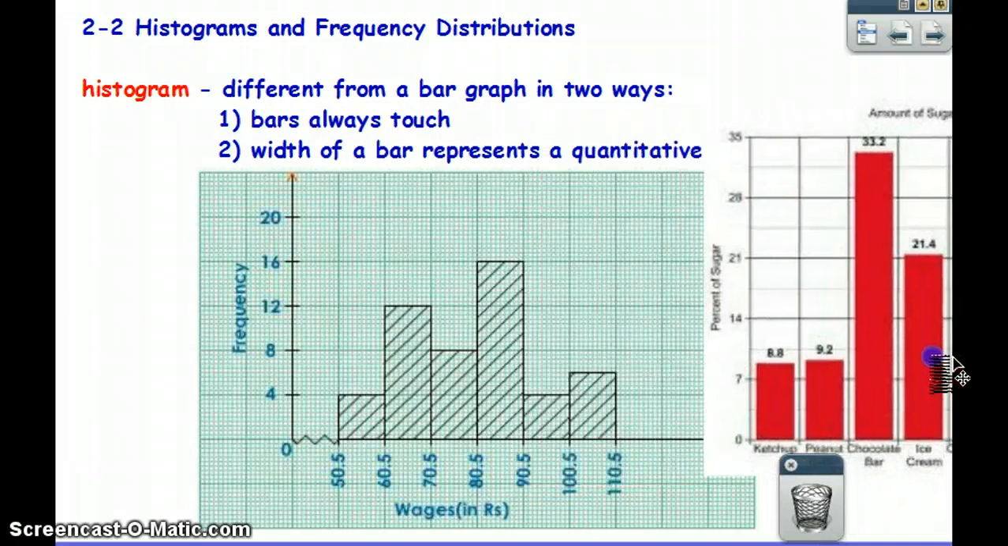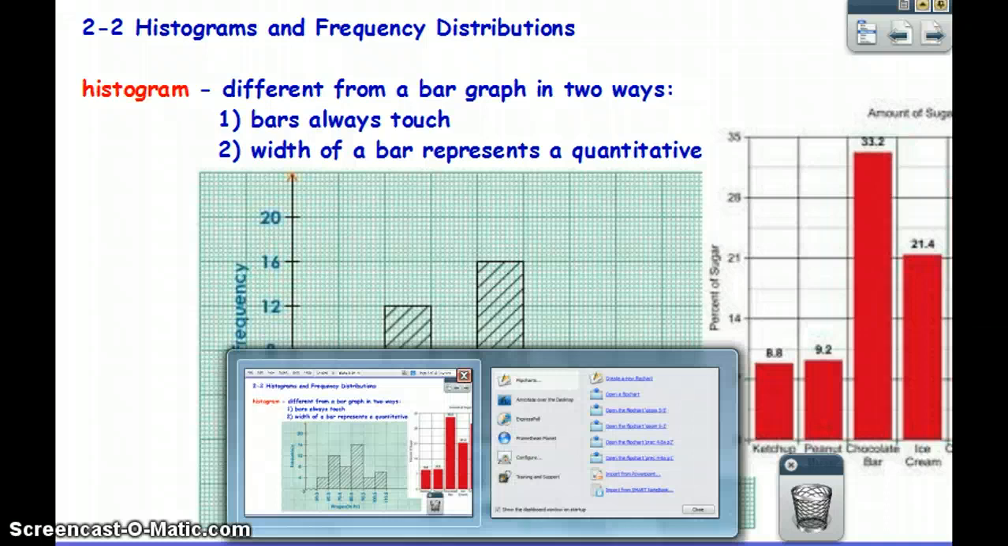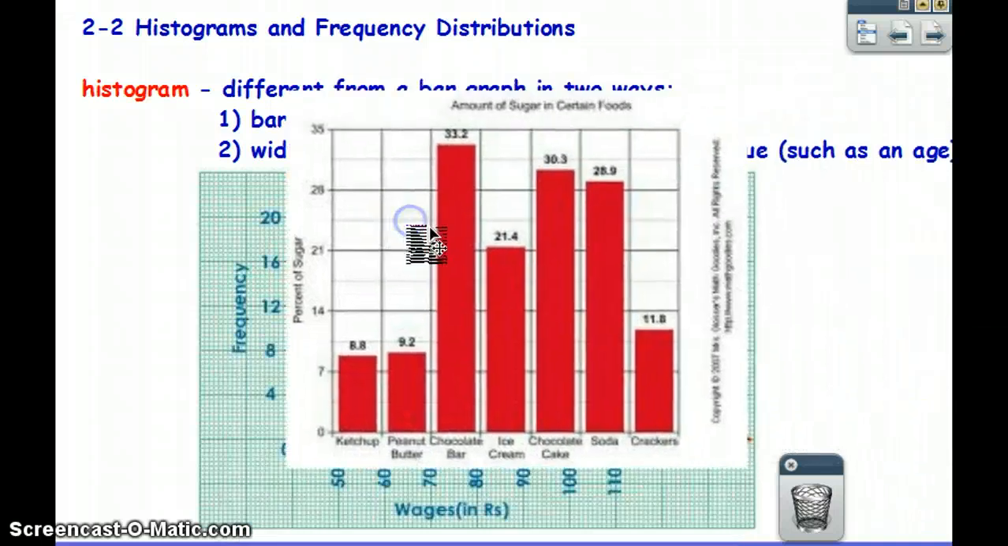The other difference is that the width of the bar actually represents a quantity. So here, this is from 50.5 to 60.5, 60.5 to 70.5. So the bar's width represents 10, maybe dollars when we're talking wages. In a bar graph, we make all the widths the same, but they don't represent a specific number.